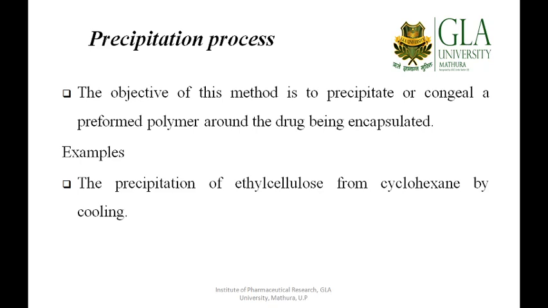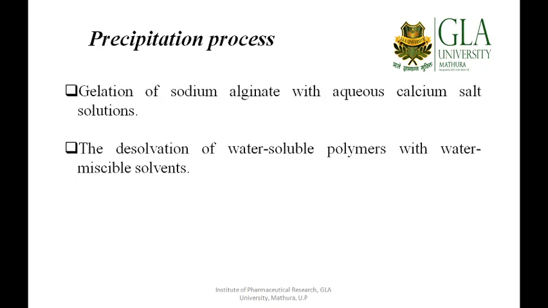You can see the precipitation of ethyl cellulose from cyclohexane, which is obviously the solvent, and the process is governed by the effect of temperature. Another example, you can see gelation of sodium alginate with calcium salts, which are positively charged obviously. So this is also a precipitation process.